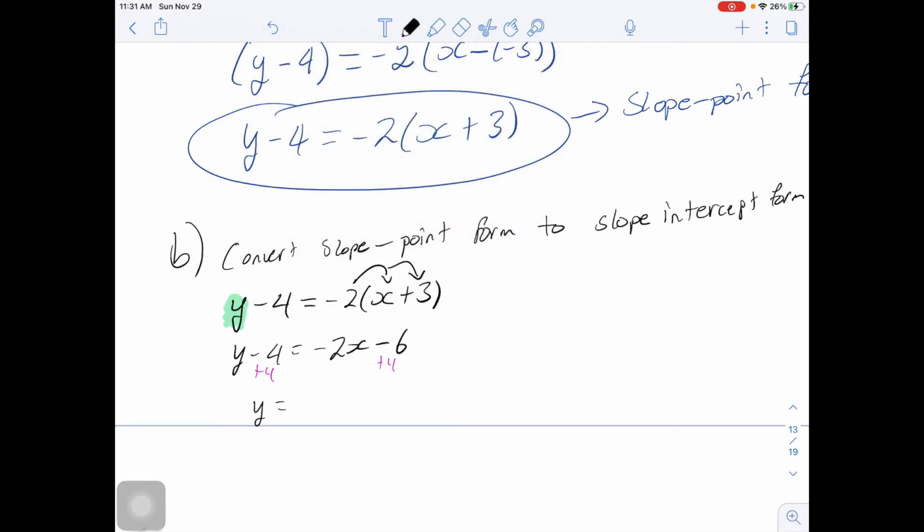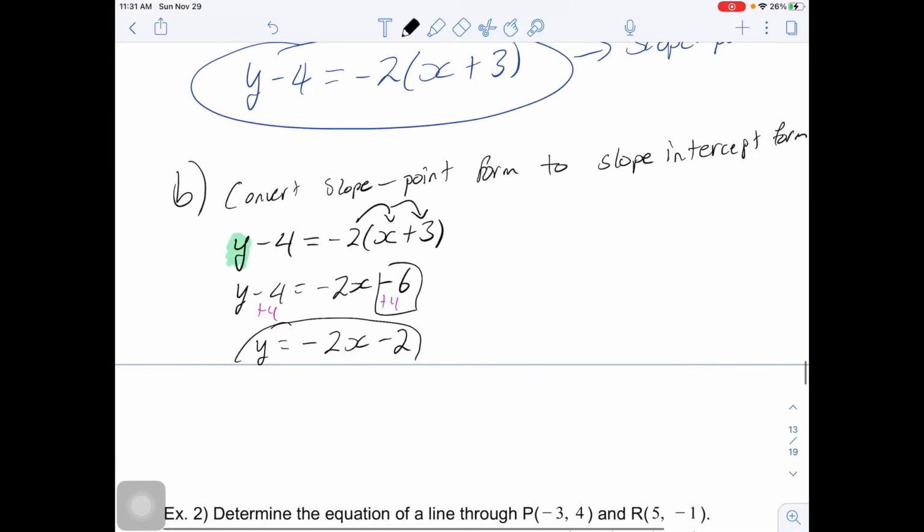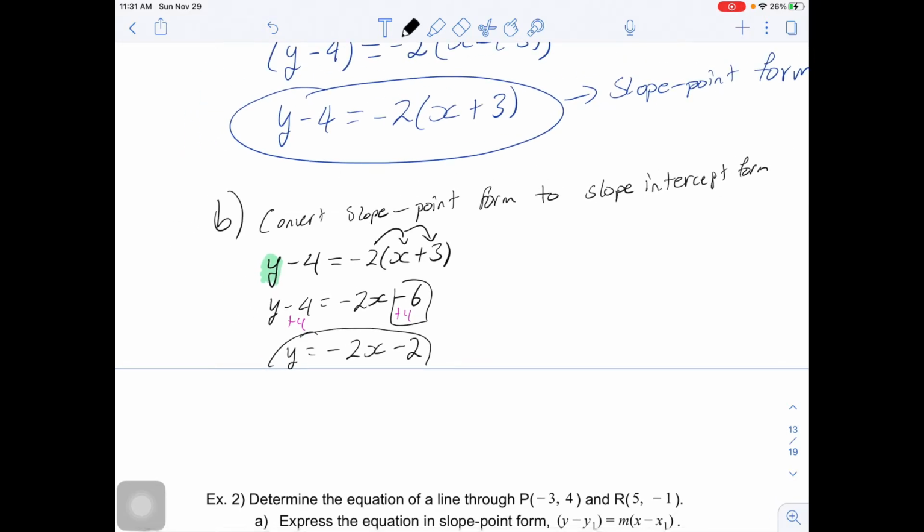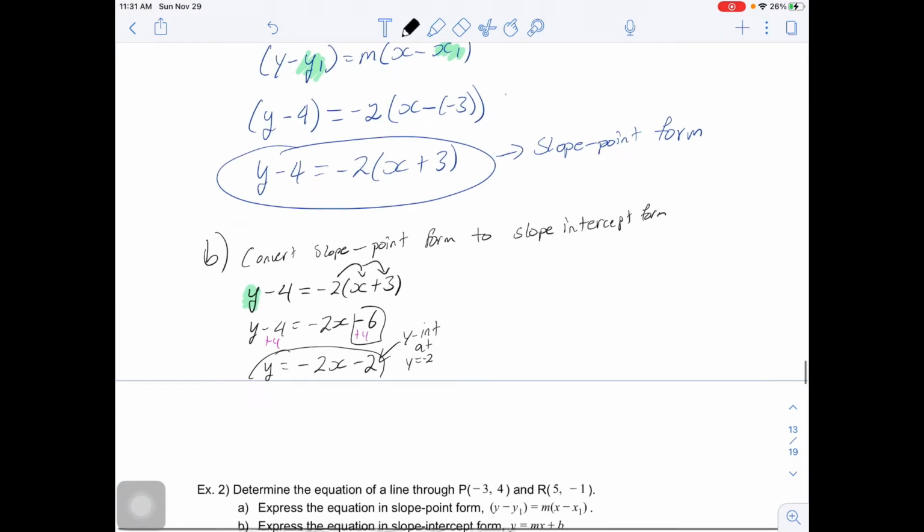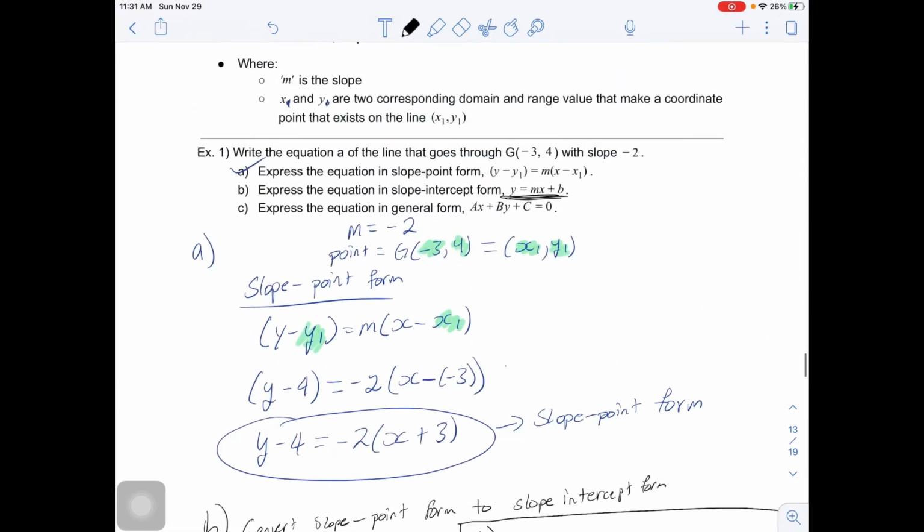So I get y equals -2x, and then -6 plus 4 is -2. So now we know a ton about our equation, right? We know that we have a slope of -2, and now we know we have a y-intercept at y equals -2. And there is my slope-intercept form. So B is done. Now let's do C.